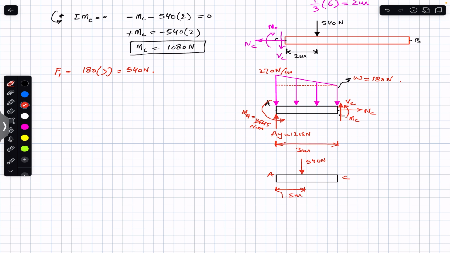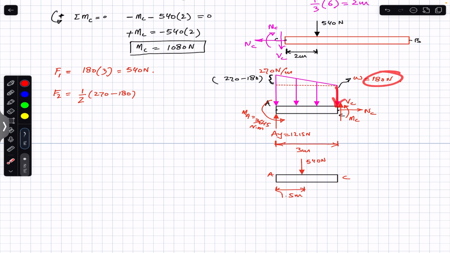And similarly, we have to replace the triangular distributed load by its concentrated load as well. So F2 will replace that triangular load, and the F2 magnitude will be equal to 1 divided by 2 the base and height of this triangle. The base will be equal to 270 minus 180, since the intensity of the distributed load at A is 270, and the intensity of the distributed load at point C is 180.